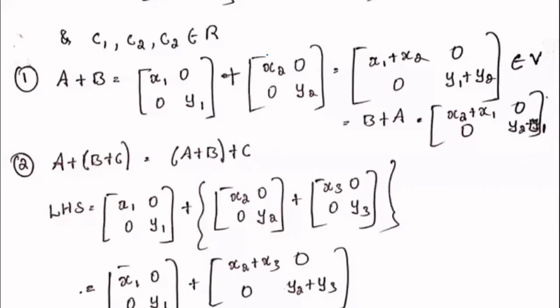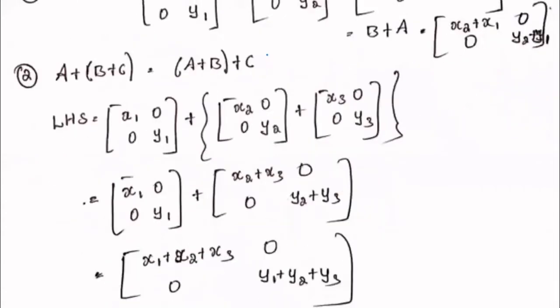Since x1 and x2 are real numbers, the sum will also be a real number: 1 plus 2, 3 plus 5, 2 plus 2.5, everything comes out as a real number. So that belongs to V. Also you have to calculate B plus A. The answer you get is [x2+x1 0; 0 y2+y1]. Even though there is a change in the position with respect to the addition, 2 plus 3 or 3 plus 2, both are one and the same. So A plus B is equal to B plus A.